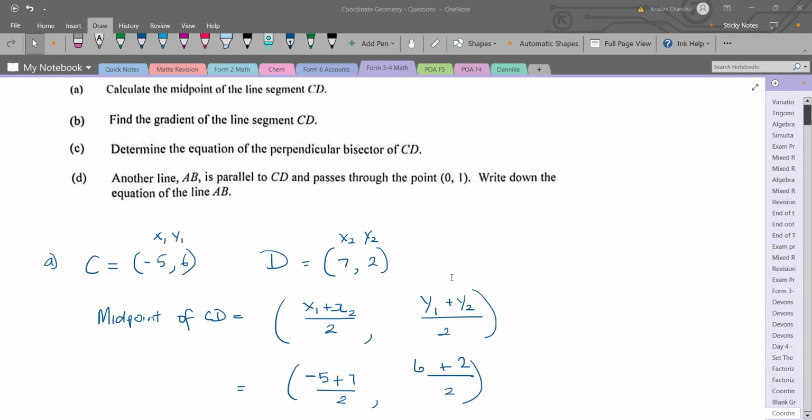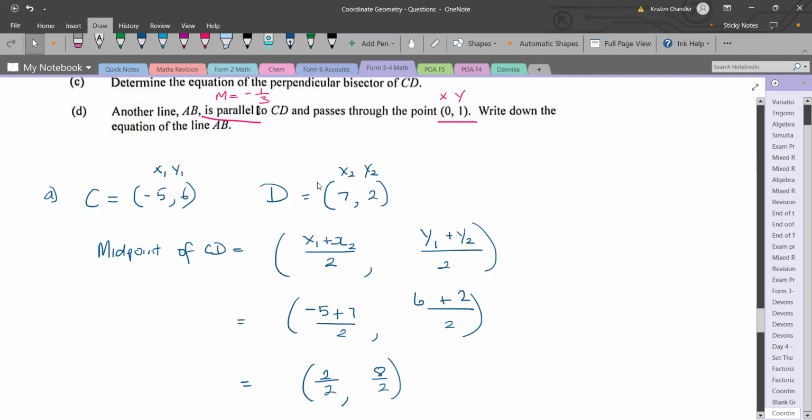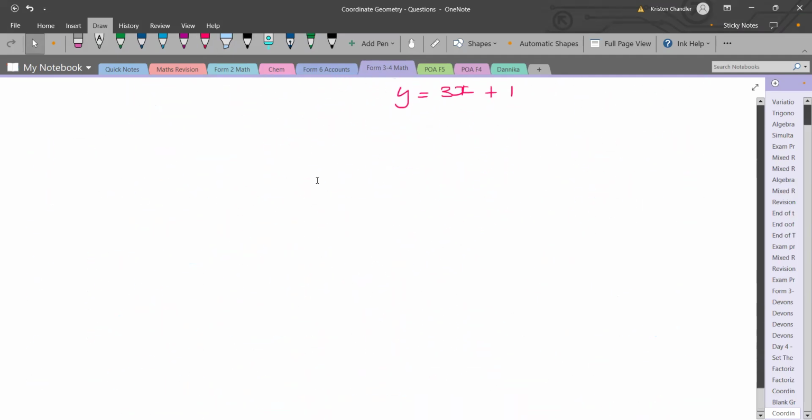All right, so the last one is another line AB that is parallel. What do we know about parallel lines? Parallel lines have the same gradient. So this line that they're talking about, AB, is going to have the same gradient as CD, which is negative 1 third. It passes through the point 0, 1. We need a point and a gradient to do the equation of a line. So this is going to supply my x and y values. And since it is parallel, the gradient is going to be the same, which is negative a third. So this is what we're going to be using in order to find the equation of AB. Everybody understand that? So D.